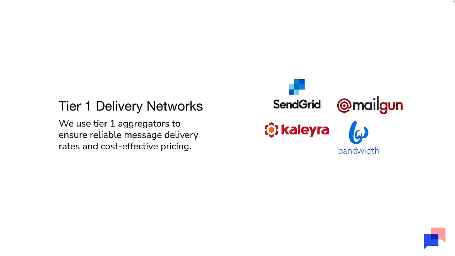Something else to mention, we use tier 1 delivery networks. We've built the platform and all the technology, and integrated it with ByDesign, but when it comes to delivery, we want to make sure that every message is delivered at the highest possible percentage. So we use companies like SendGrid, Mailgun, and InfoBip. These are some of the tier 1 aggregators for email, as an example. For SMS we use companies like Twilio and Kaleyra. InfoBip also does SMS. We also use Bandwidth.